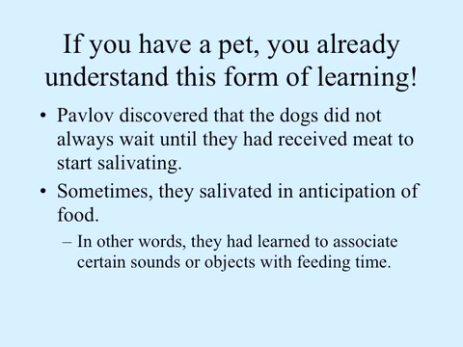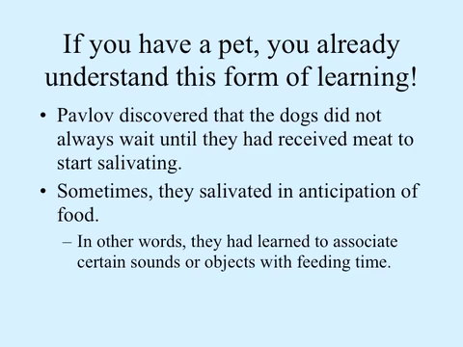Okay, and so in his research of the digestive system, Pavlov discovered that these dogs in his lab didn't always wait until they had received their food to start salivating. Sometimes they salivated in anticipation of food. And so in other words, in theories of learning, they'd learn to associate certain sounds or objects with feeding time. And so that's why classical conditioning is called a form of associative learning.